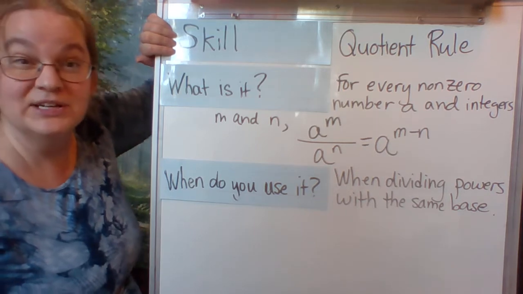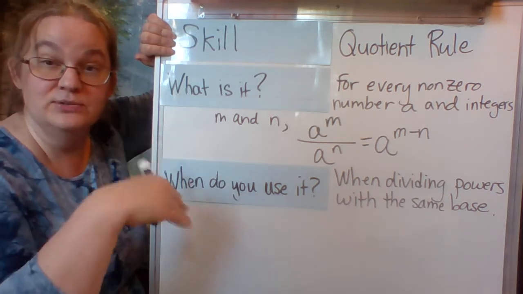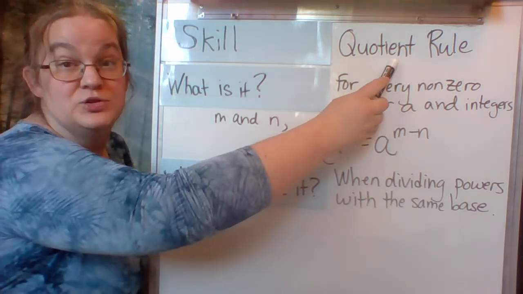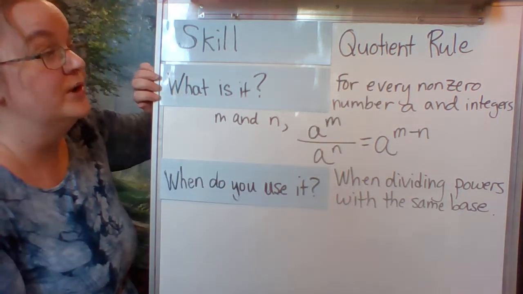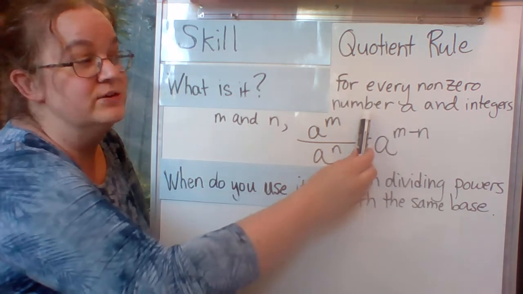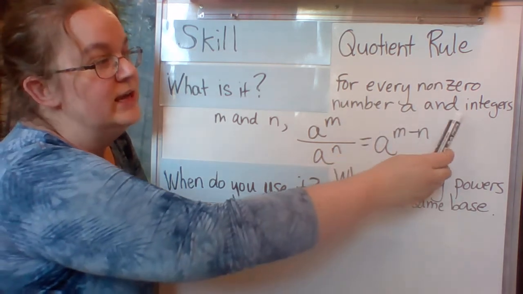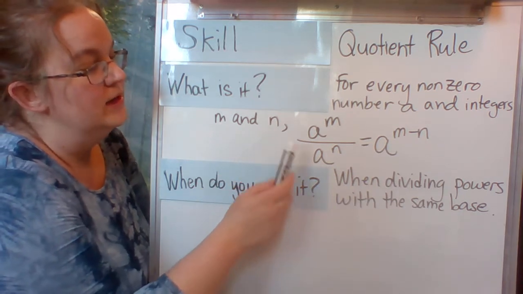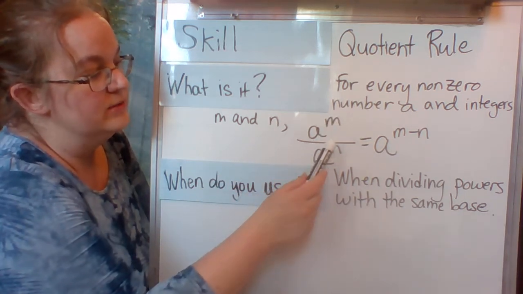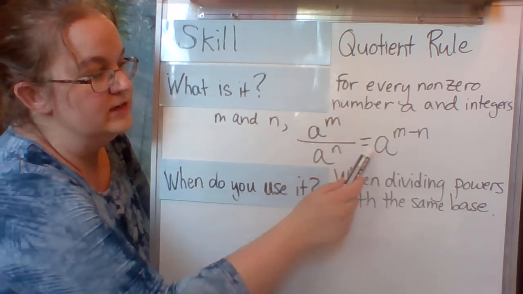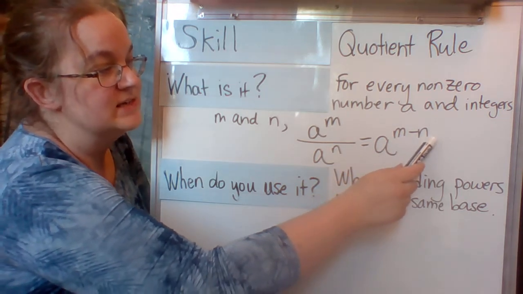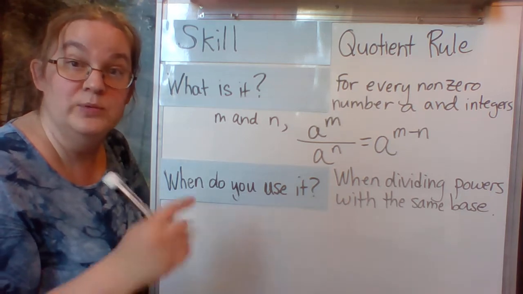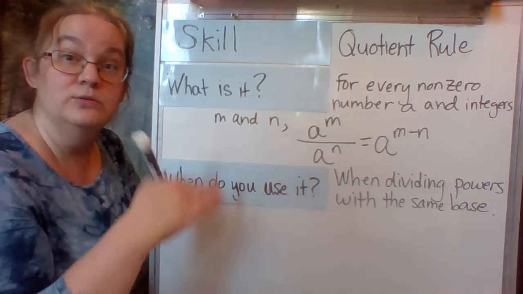So if you're using the notes and having different columns, the first column is skill. You're going to write the name, which would be the quotient rule. What is it? For every non-zero number a, and integers m and n, a to the m power divided by a to the n power equals a to the m minus n.